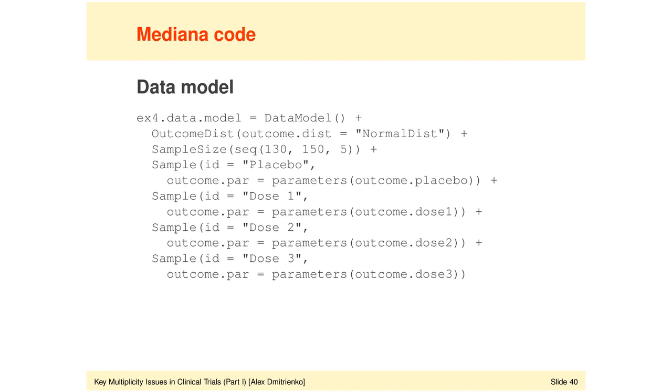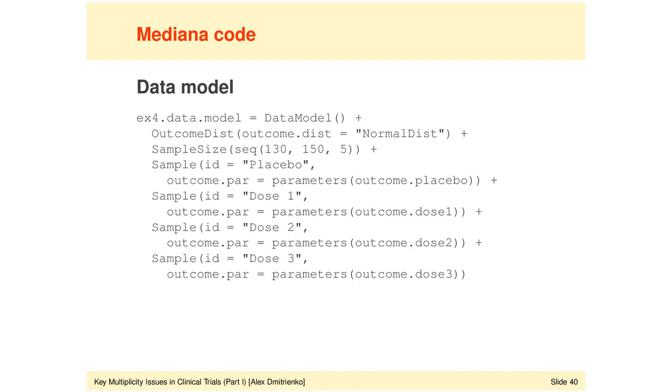This code defines the data model in example 4. Let's take a closer look at the code. The first step is to initialize the data model. It is done by using an empty model defined by the data model function without any arguments. And then we use the standard plus notation to add or to introduce additional components that define the full data model in this example. The first component is the outcome distribution object.